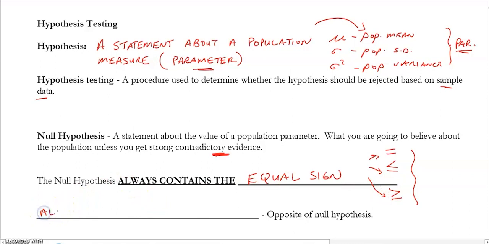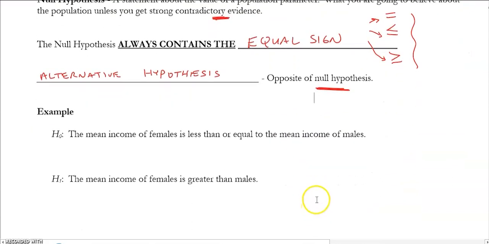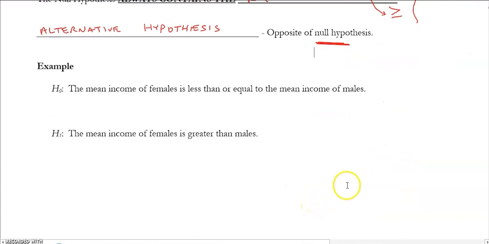The alternative hypothesis is the opposite of the null hypothesis. So with that said, why don't we just look at an example, and we'll use this notation to show how this comes together. So you read a question, and the question might state the mean income of females is less than the mean income of males.